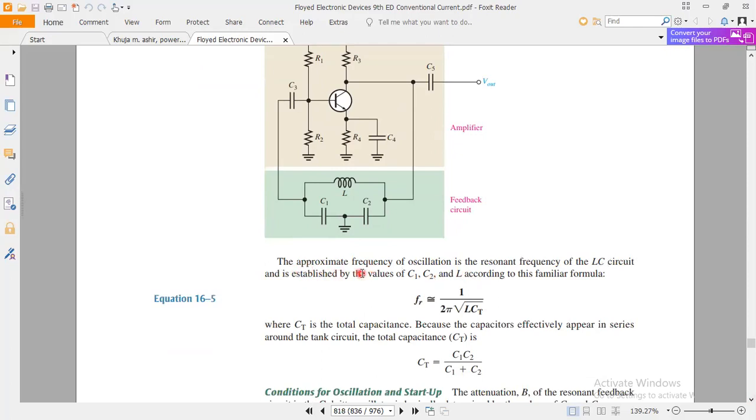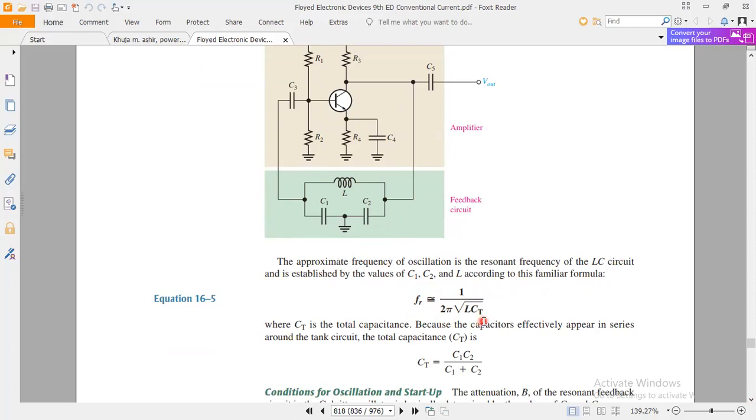The approximate frequency of oscillation is the resonant frequency of the LC circuit and is established by the values of C1, C2, which are connected in the feedback circuit, and L, according to this familiar formula for the inductor. Now, the formula of resonance frequency of the Colpitts oscillator is: resonance frequency approximately equal to 1 upon 2 pi square root of L into CT.